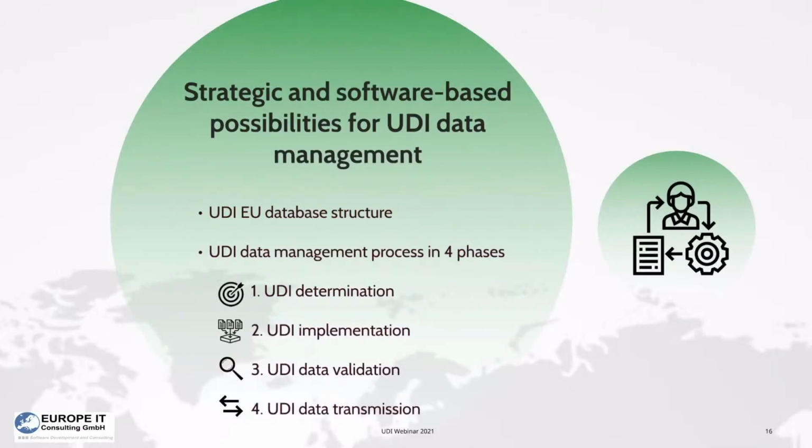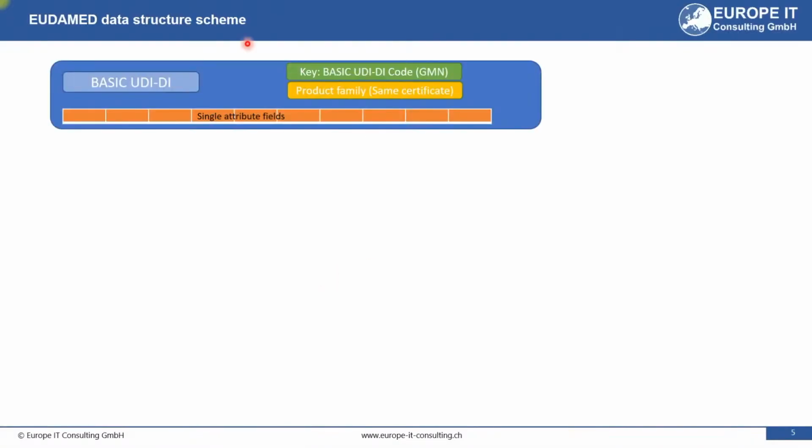If you see how many UDI systems are currently popping up around the world, the more important global UDI data management becomes. Let me explain first the currently most important upcoming UDI system, the UDAMED database structure. The UDAMED database structure is divided in 3 levels.